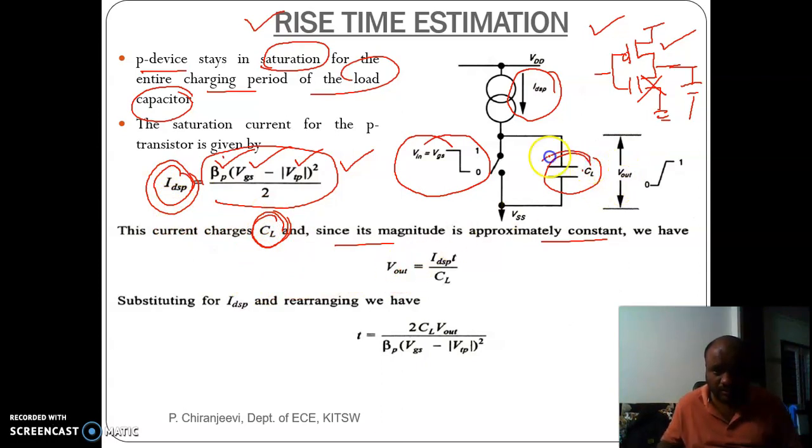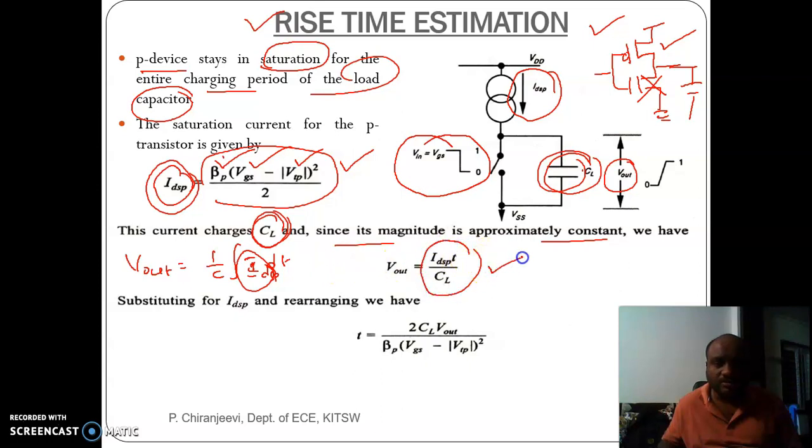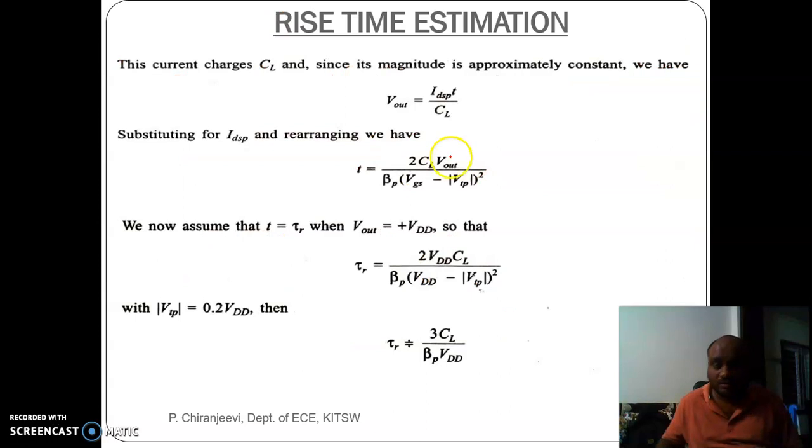In this case, the voltage across the capacitor, that is V out, in general is given by the formula 1 by C integral I dt. But the current, that is IDSP, is constant as we have discussed now. So this changes to IDSP by CL into T. When you rearrange the above terms, this T can be rewritten, substituting IDSP in this equation, as 2CL V out by beta times (VGS minus VT) whole square. So this is clear.